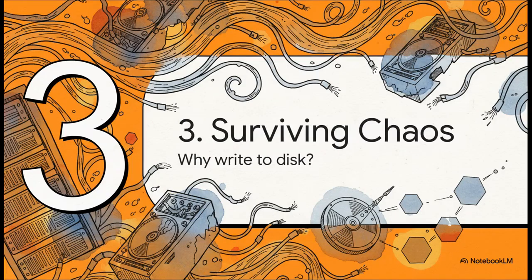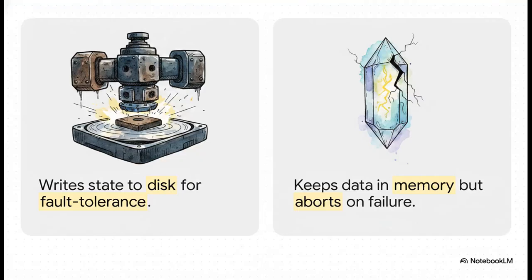Section 3. Surviving the chaotic data center. Why MapReduce writes to disk. So why did MapReduce become the dominant force instead of traditional databases? To understand that, we kind of have to look at the chaotic environment it was born into. Google's early data centers were mixed-use environments. Batch jobs were running right alongside high-priority online services. If an online service suddenly needed more power, a batch job would just get terminated or preempted.